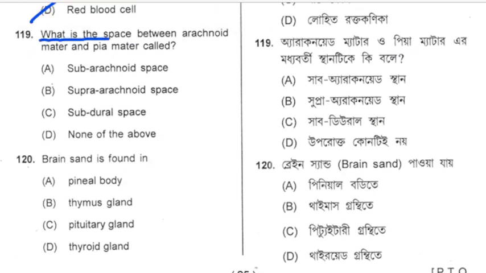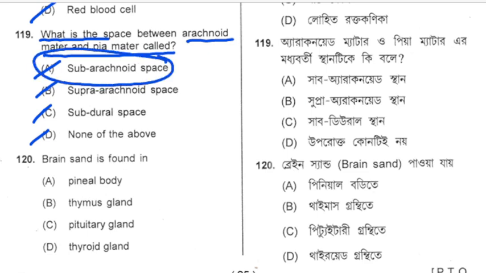What is the space between arachnoid matter and the pia matter called? Subarachnoid space, supraarachnoid space, subdural space, or none of the above. So it is known as subarachnoid space. Answer is A.